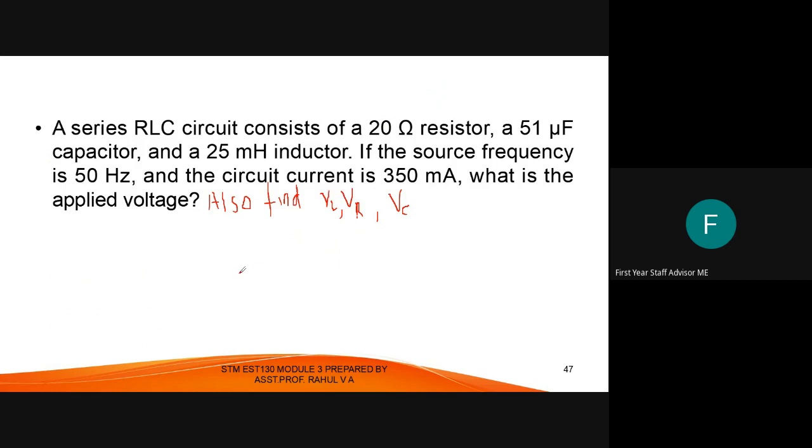Okay, first you calculate the impedance value, then you find out V from the equation I said. After that you find out the voltage across each component.